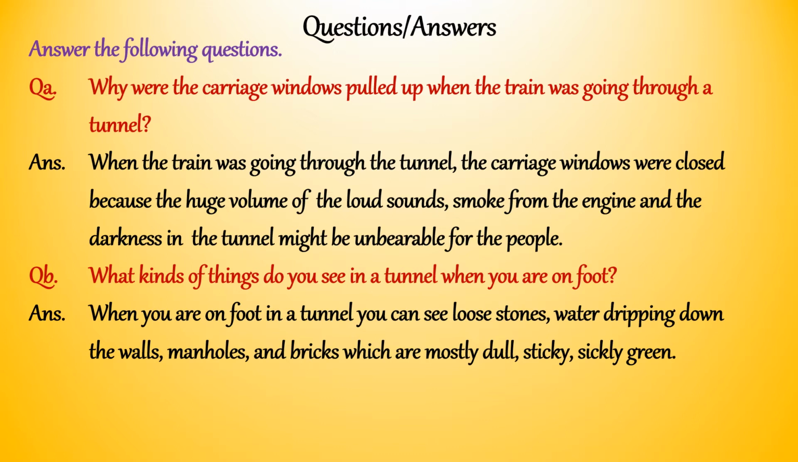Question B. What kinds of things do you see in a tunnel when you are on foot? Answer. When you are on foot in a tunnel, you can see loose stones, water dripping from the walls, manholes and bricks which are mostly dull, sticky and sickly green.